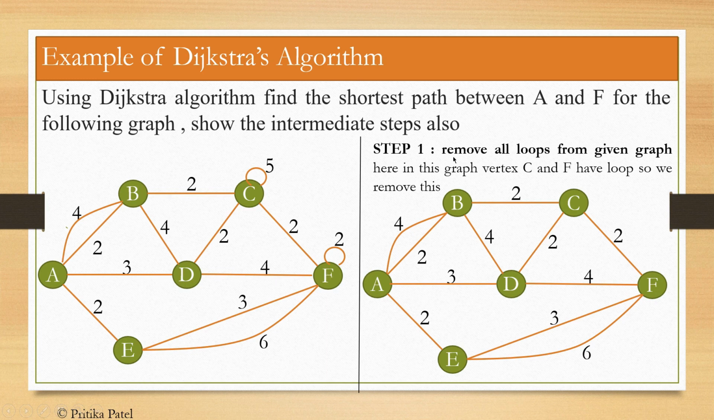Step number 1 is to remove all loops from the given graph. Here in this graph, vertex C and vertex F have loops. So we have to remove these two loops. So we remove all loops from the given graph, and our graph becomes like this.